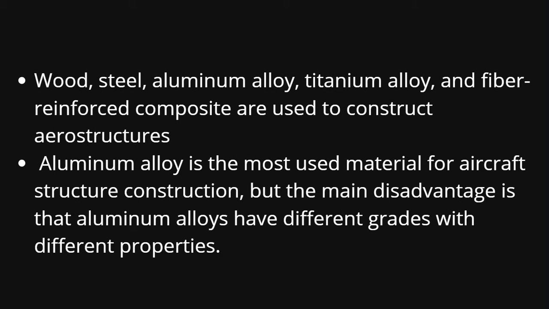Aluminum alloy is the most used material for aircraft structure construction, but the main disadvantage is that aluminum alloys have different grades with different properties. You know some aluminum alloys, like duralumin, have different properties compared to other materials. Some steel alloys have the same properties, but aluminum alloys are totally different from each other. Nowadays we use aluminum alloy for most parts of aircraft because, compared to steel, it has low weight and high strength.